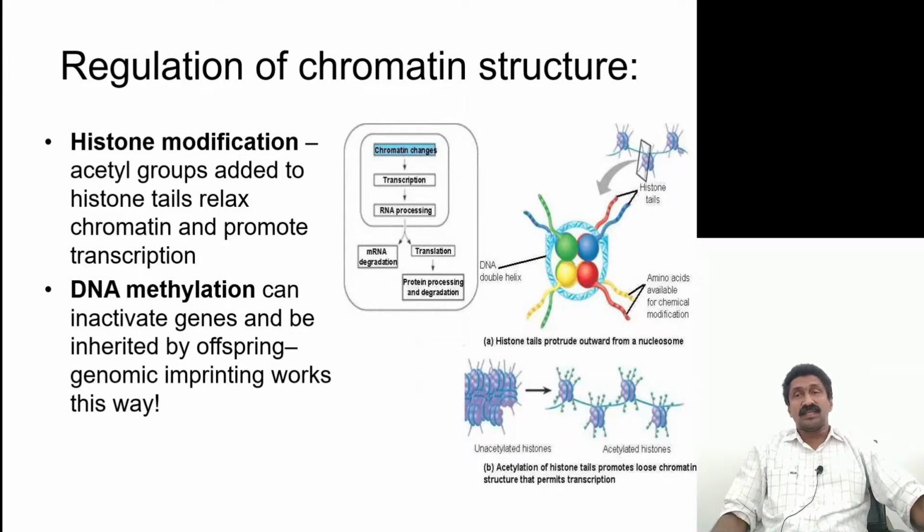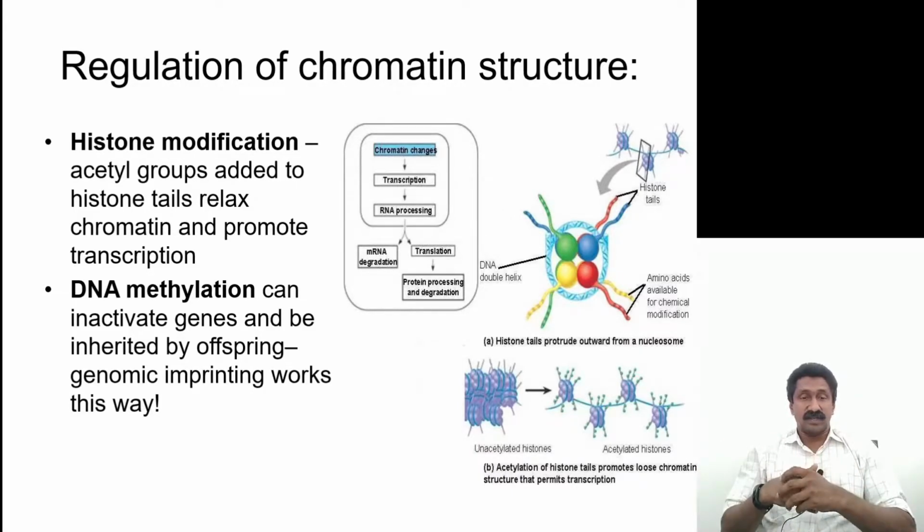And another one is DNA methylation, and DNA methylation can inactivate the genes and be inherited by offspring. Genomic imprinting works in this way. So that means DNA methylation also inactivates some genes, and methylated DNA can be transferred to the offspring also, so that this DNA imprinting or genomic imprinting can be transferred to the offspring in this manner.